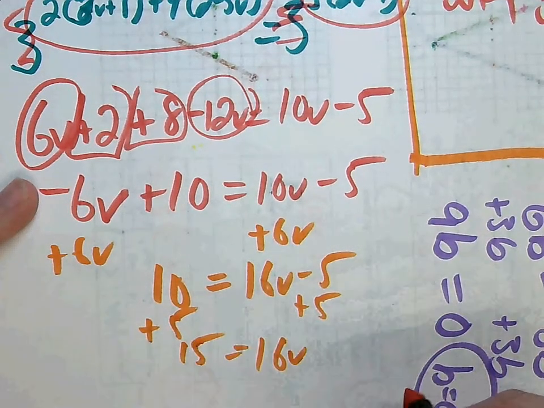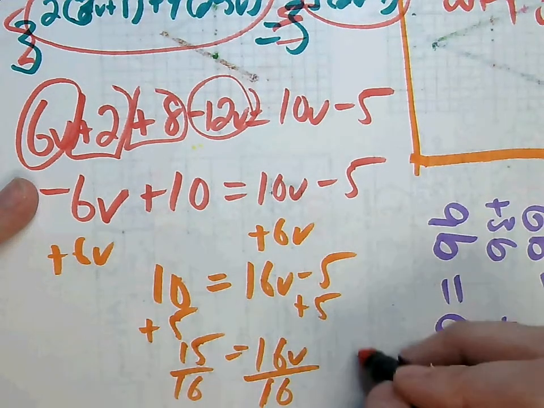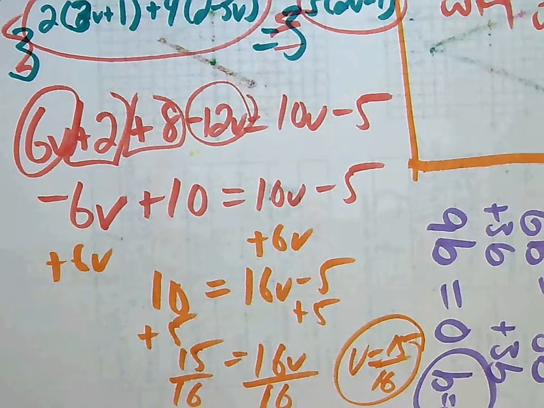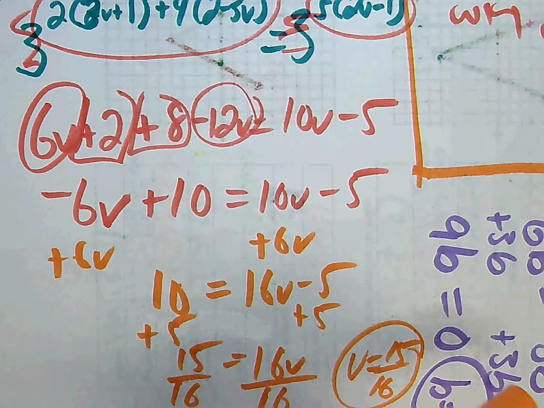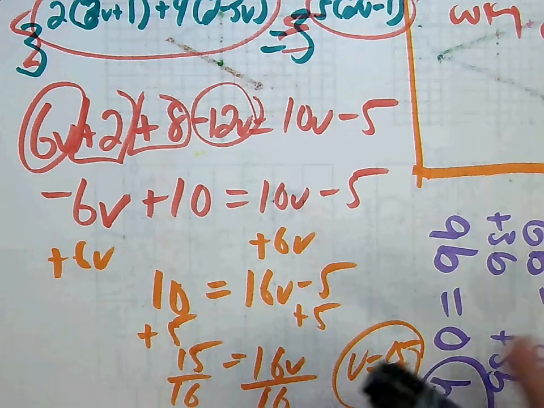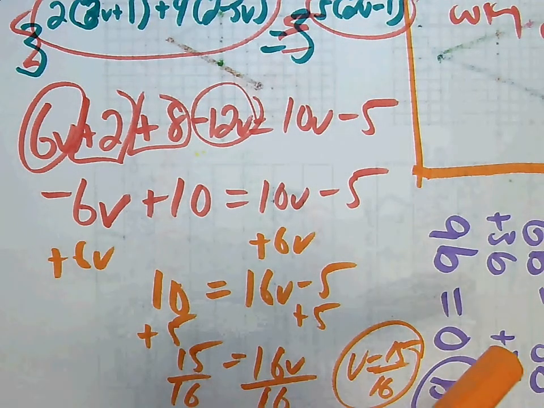What's my last step? Divide each side by 16, and so v equals 15 over 16. Now, I want you to realize that this problem, that's why it's extra credit, will take longer, because first you had to do all the exponent stuff. Then you had to do all the linear stuff. It is beautiful. It is gorgeous.